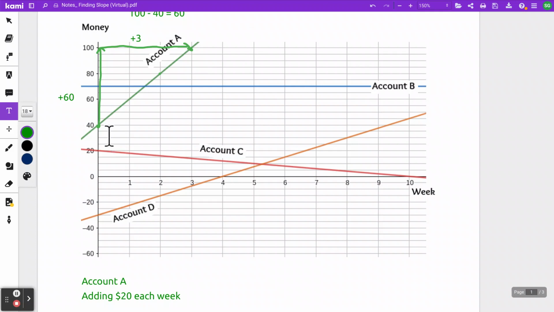For me, I like to pick points closer together so I don't have to count as much. But any 2 points on that graph are going to give you that same result there. And so this is what we're going to do. We are going to go through and do B, C, and D as well.